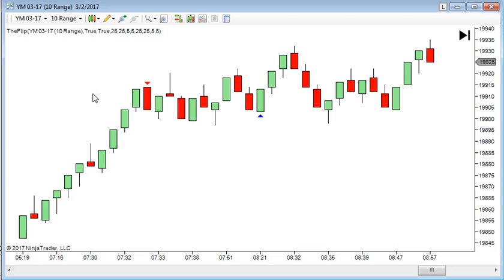Okay, so now this chart. This is a mini Dow YM. Again, this is a 10 range chart, and this is a different indicator. This is the flip. I just want to talk about it. Again, because people have been getting these indicators, and they're not necessarily knowing what to look for, and you have to define what market you're trading, what time frame. Different indicators that I release are generally for different time frames, and the flip is looking for areas where the market could possibly be changing.